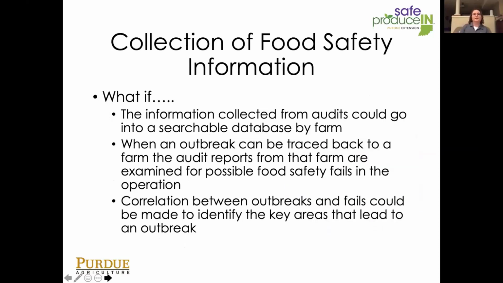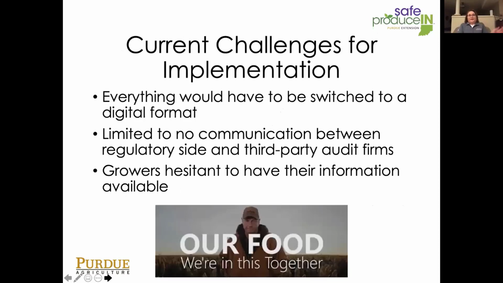So what if we take this information from these audits and put it in a searchable database by farm? For example, say there's an outbreak and you can trace it back to a particular farm. Then we could look at these audit reports and inspection reports and see where there were possible food safety fails in the operation. The goal would then be to find some sort of correlation between what was responsible for these outbreaks and the fails in the audit report, so that we could identify key areas that lead to an outbreak on produce farms. So that's all great, right?